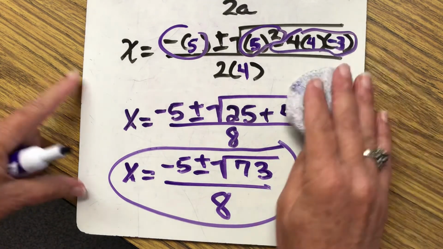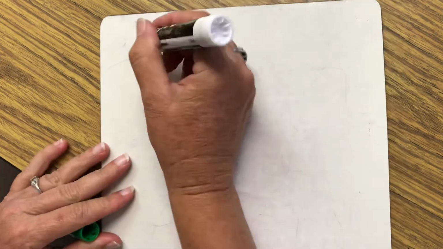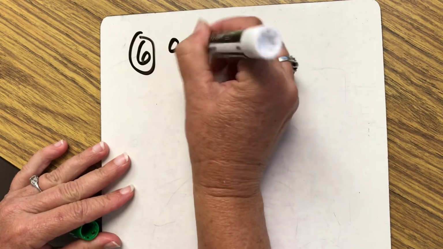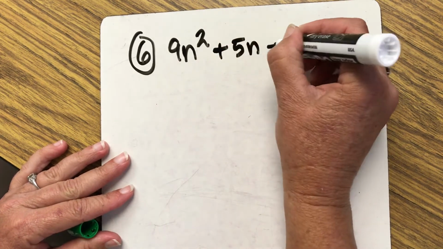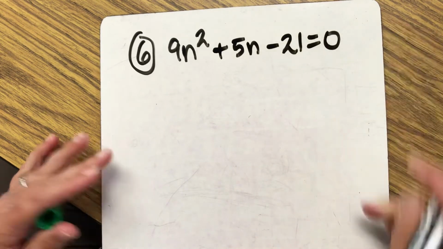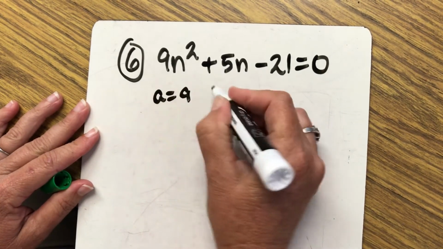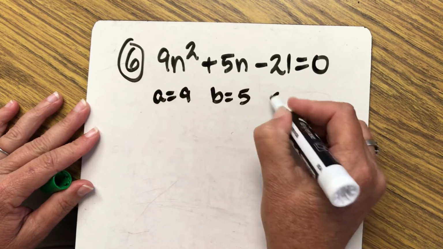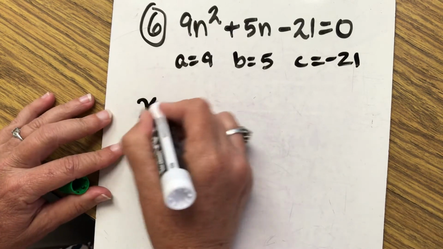So I'm going to erase this, and we're going to do 6. And if you'd like to pause the video here, this is a good time that you could practice number 6. So here we go, number 6. 9n squared plus 5n minus 21 equals 0. Let's identify our ABC. 9, 5, -21.